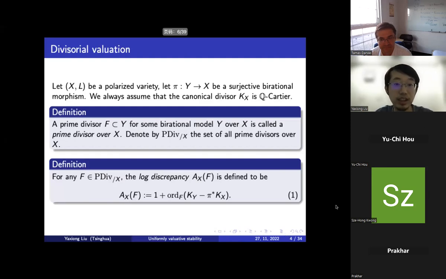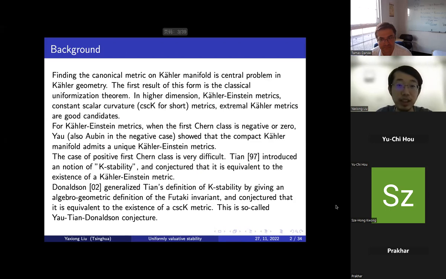Yeah, okay. So now for the background in Kähler geometry. Finding the canonical metric on a Kähler manifold is a central problem. The first result is the classical uniformization theorem in dimension one. In higher dimension, we want to find Kähler-Einstein metrics, or more generally, constant scalar curvature Kähler metrics, or cscK metrics for short, and extremal Kähler metrics. For today's talk, we focus on cscK metrics.